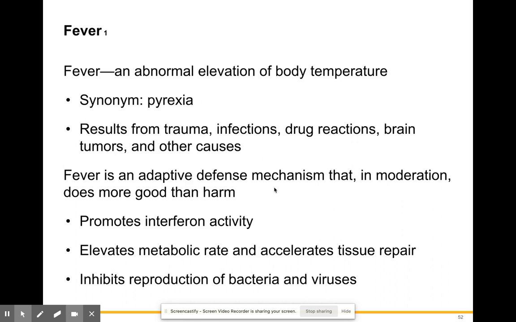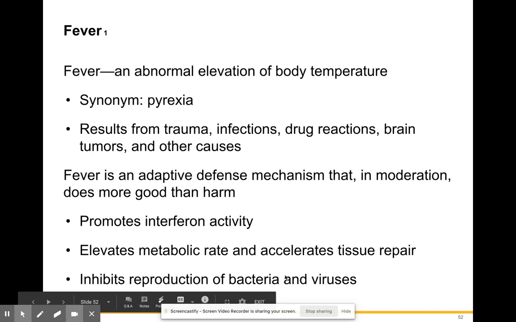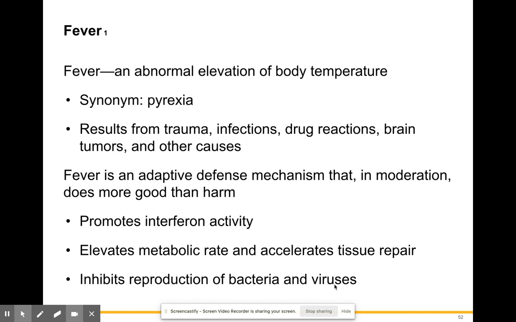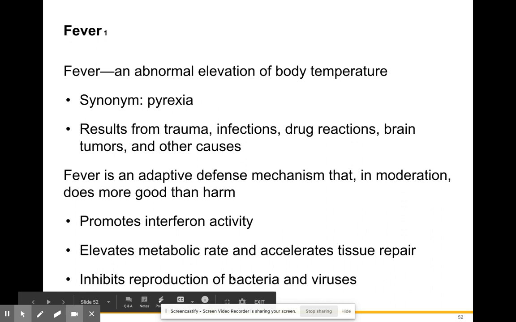Okay, and it promotes interferon activity. Remember, we said that interferons were those chemicals released by cells that have been infected so that other cells don't get infected, right? So fevers are going to help promote that. Fevers are going to tell infected cells, listen, make interferons so that other cells don't get infected. So it's supposed to stop the spread of infection, right? The rise in temperature should inhibit the reproduction of bacteria and viruses. Viruses like to be at certain temperatures. And if your body temperature goes above that temperature, it could potentially stop that bacteria from growing or stop that virus from reproducing. So that's another reason you get a fever.